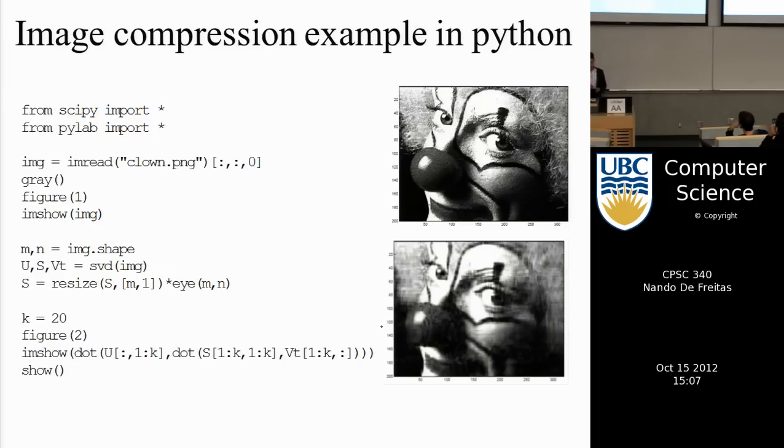So what the code does is it reads an image. This is reading an image here. It says that the image is grayscale, and then it plots the image. When it plots the image, it generates this image here, which is the original image. So up to now, we haven't done anything. We just loaded an image and plotted it. Then I extract M and N, the number of rows and number of columns, and I compute the SVD.